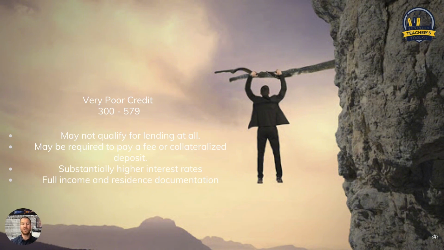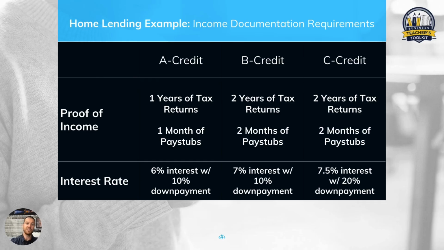or if you do, it is going to be predatory lending, to use the kindest words that I can say, where it is going to be really, really high interest rates, and they may even require you to collateralize something, like put up a pink slip to a car or attach a savings account or a retirement account to it. You'll have substantially higher interest rates, and you are going to need to provide them with full income and residential documentation. So here's an example of that: A credit versus B versus C.